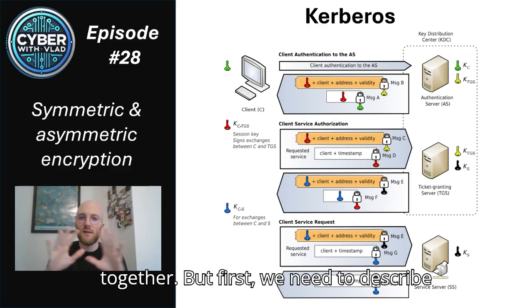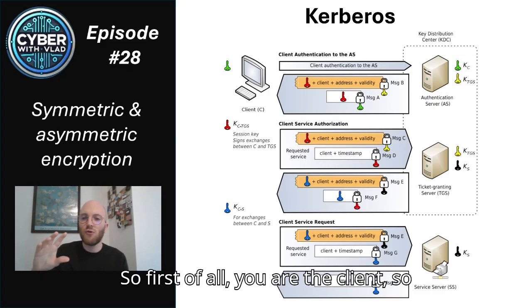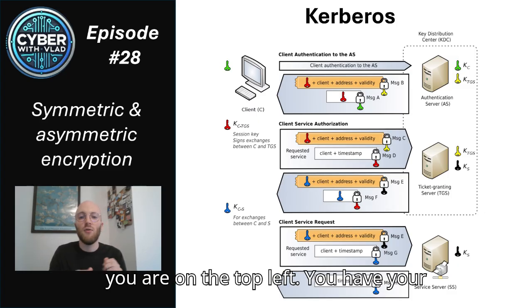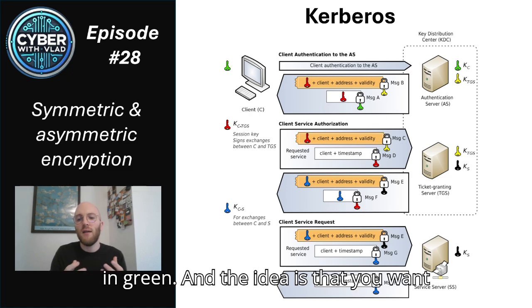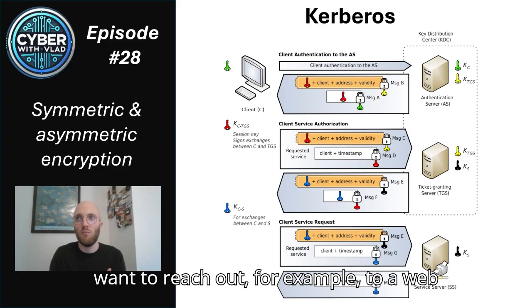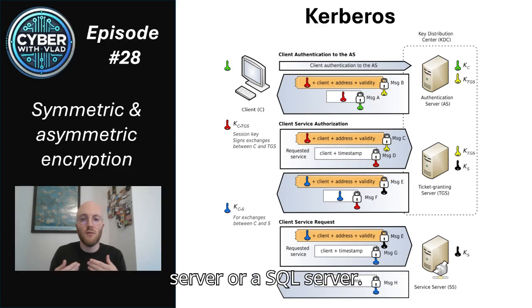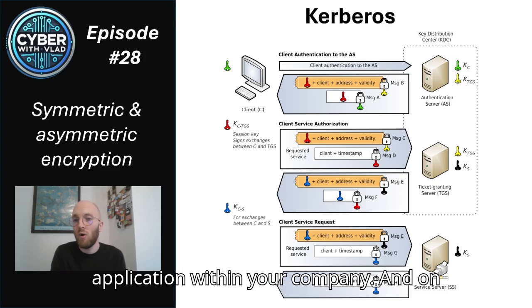But first, we need to describe a bit what you see here in the video. So first of all, you are the client, so you are on the top left. You have your own private key, which is depicted here in green. And the idea is that you want to reach out to a certain service. You want to reach out, for example, to a web server or a SQL server. Basically, you want to access a certain application within your company.